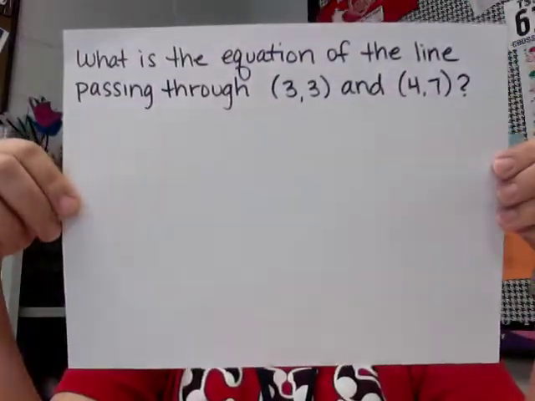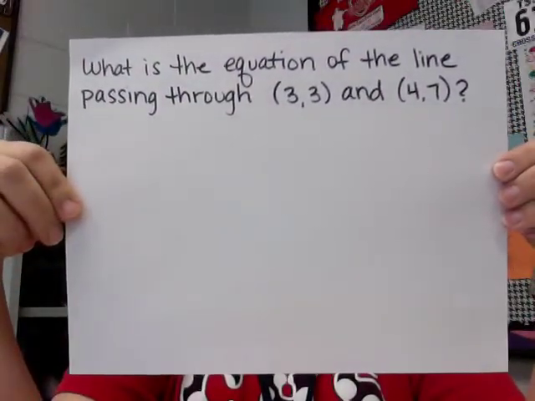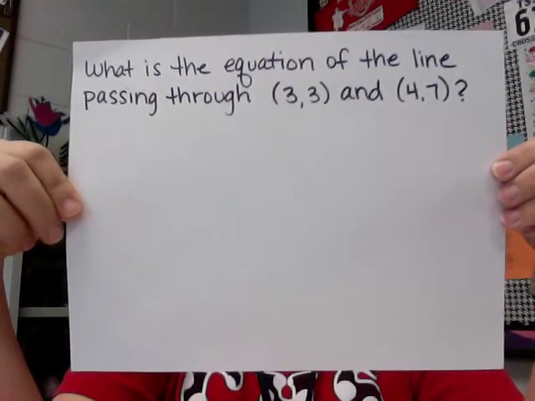I'd like you to take a minute now, go ahead and pause your recording and try and work out the following problem. What is the equation of the line passing through the points (3, 3) and (4, 7)?